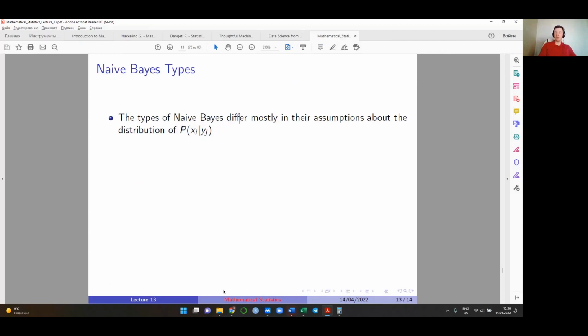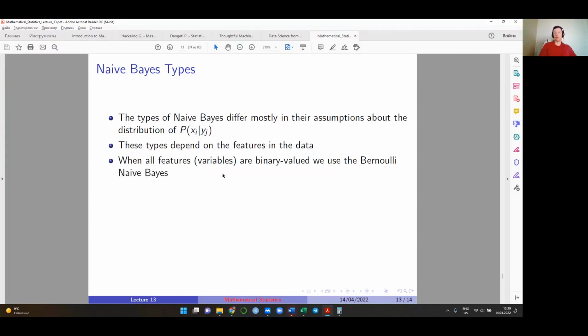So, several concluding things. First of all, there are different types of this naive Bayes classifier, and they are different in terms of the probability distribution, what we assume about this probability distribution. What we have seen today is the simplest case, when all features or variables are binary valued. And this is a Bernoulli naive Bayes. This is the simplest possible. Only two possible values of x's, only two possible values of y.